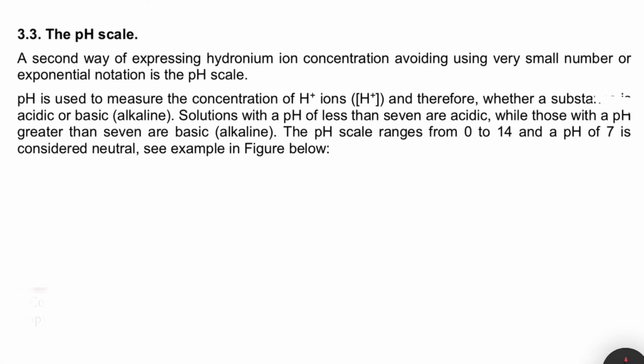A secondary way of expressing hydrogen ion concentration, avoiding using very small numbers in exponential notation, is the pH scale. So right, the pH scale is just there to express the concentration of hydronium ion without using smaller numbers. pH is used to measure the concentration of H plus and therefore whether a substance is acidic or basic. Solutions with a pH less than 7 are acidic, while those with a pH greater than 7 are basic. The pH scale ranges from 0 to 14, and a pH of 7 is considered neutral.